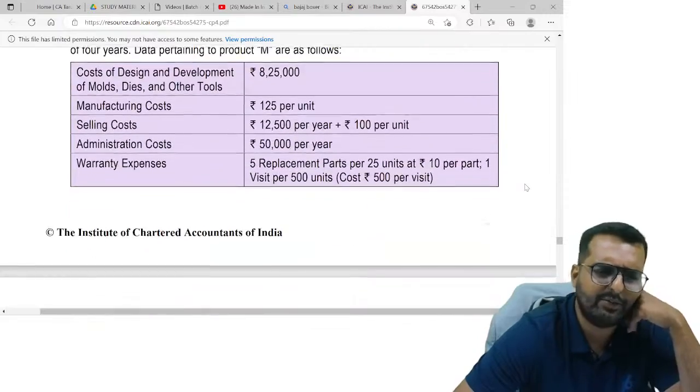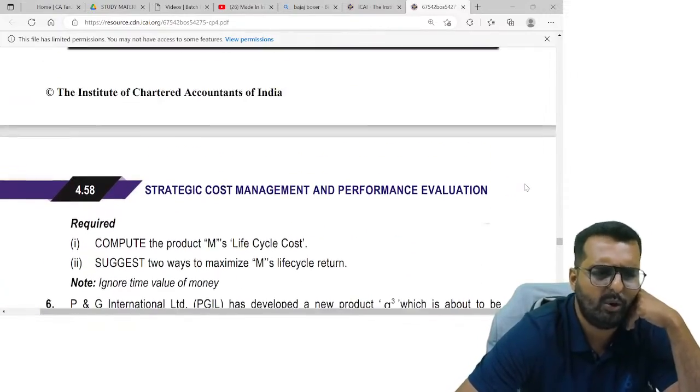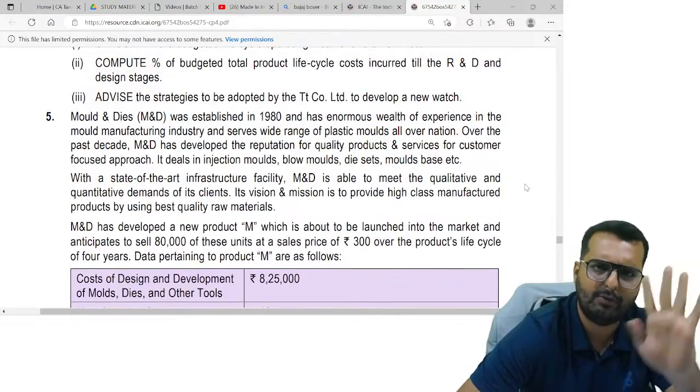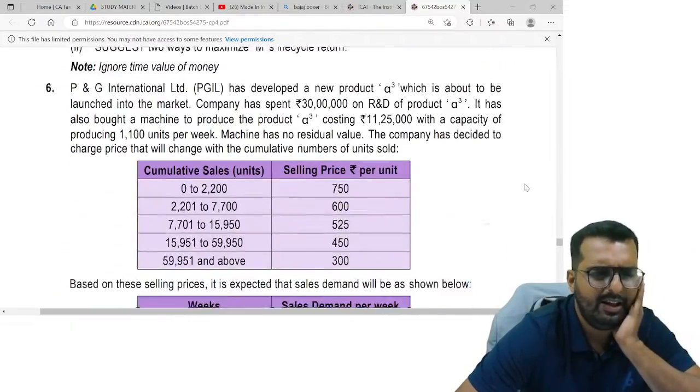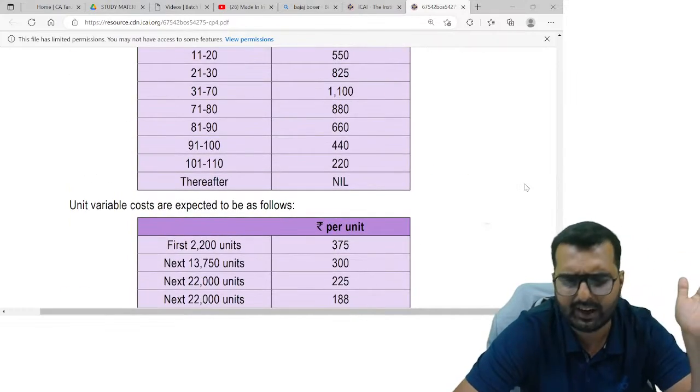Mold and dies, life cycle costing question. You can do this also. This is also a good one. You can work out this question also. Mark 5 also important. 6 not important. Do it 1 time is enough. It will never come in the exam. It's a very, very long question.